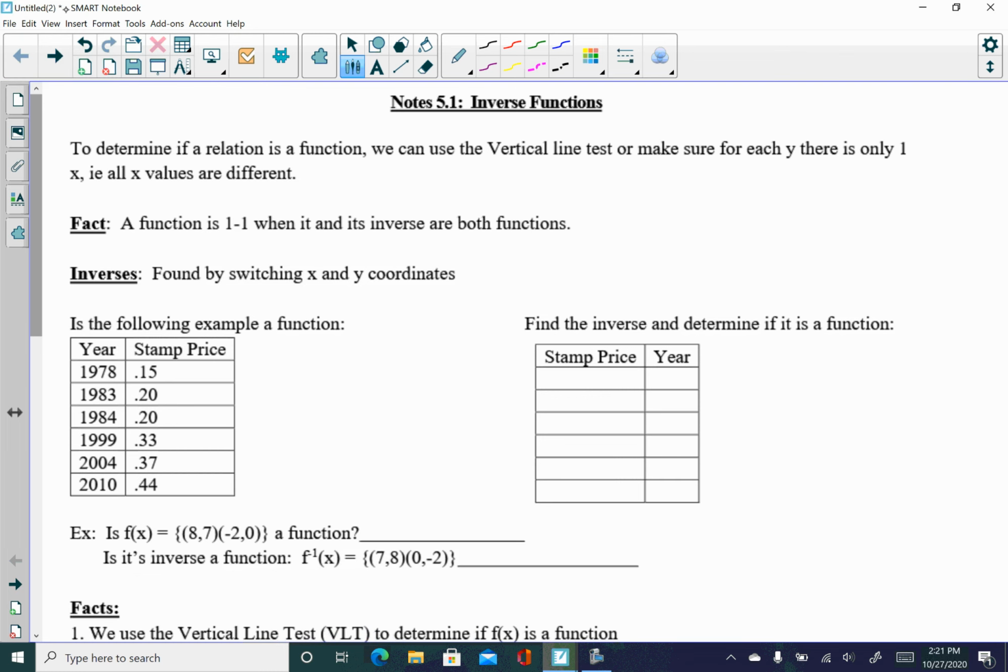Hi there. So while this video focuses on inverse functions, it is setting the stage for this entire unit, which will eventually get us to working with logarithmic functions and exponential functions.